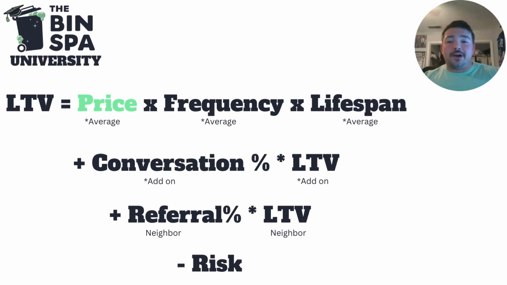All right, so finally we're here. We kind of went through all the math. We set up our equations. We understood why and how. So now let's get into some actual examples of what we can do now that we know our full equation, right? So to walk through one last time, our lifetime value is equal to the price that a customer pays on average times the frequency times the lifespan, plus the conversion percentage for any add-on services we have times those lifetime values, plus the percentage that someone is going to refer us to a neighbor or friend times their lifetime value.